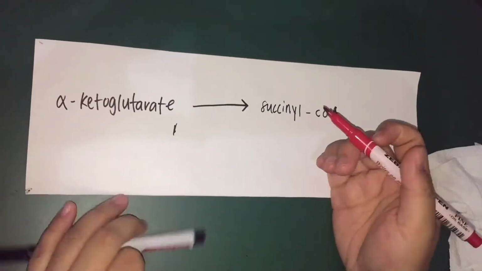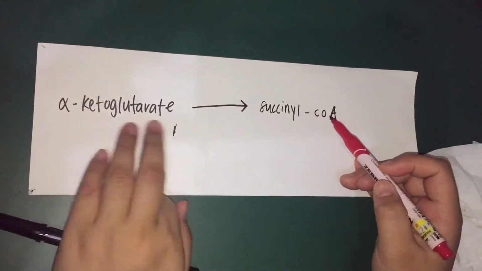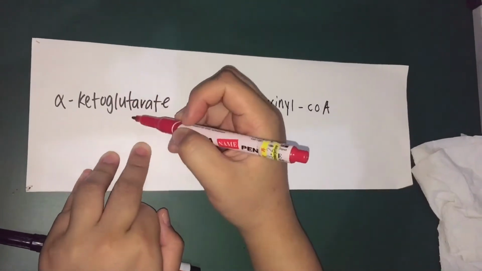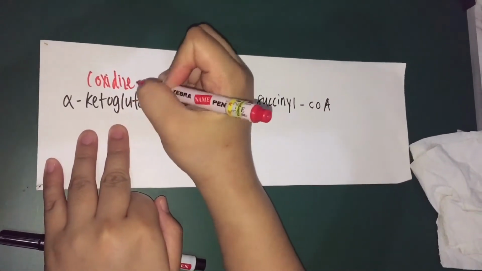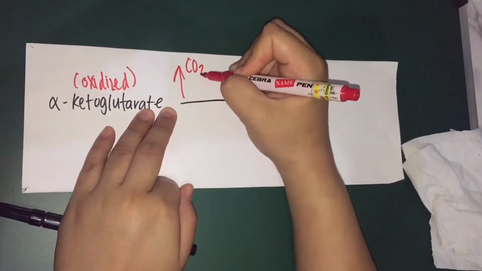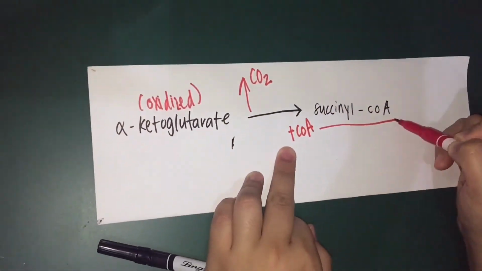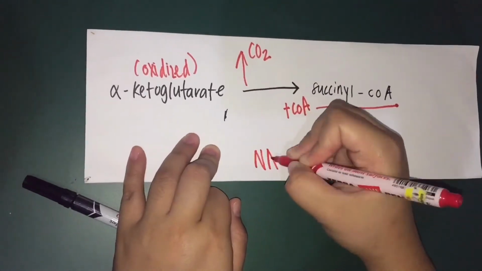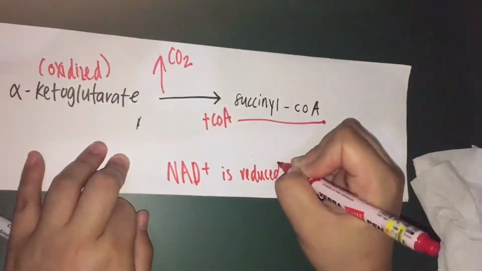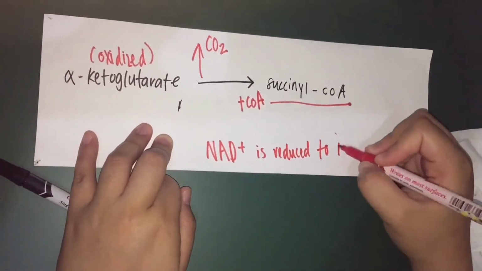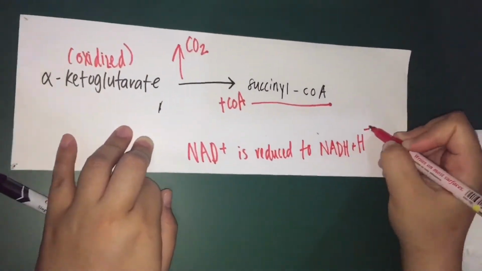Reaction 4 is the oxidation of alpha-ketoglutarate to succinyl coenzyme A. Alpha-ketoglutarate is oxidized. During this oxidation, carbon dioxide is removed, and NAD+ is reduced to NADH and H+. The enzyme that catalyzes this reaction is alpha-ketoglutarate dehydrogenase.